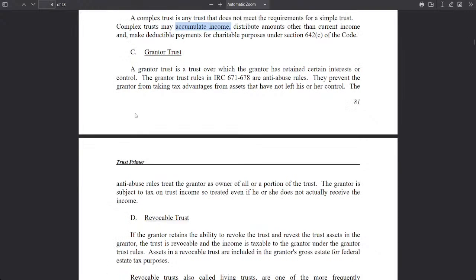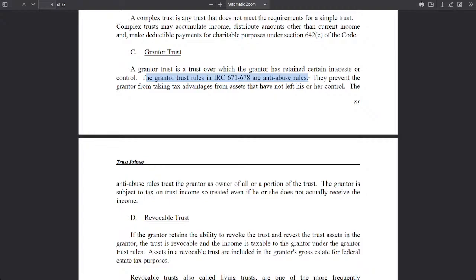I'm serious. A grantor trust. A grantor trust is a trust over which the grantor has retained certain interest or control. The grantor trust rules in IRC 671 through 678 are anti-abuse rules. Man, so as soon as you start talking about a grantor trust, IRS, y'all start talking about anti-abuse.